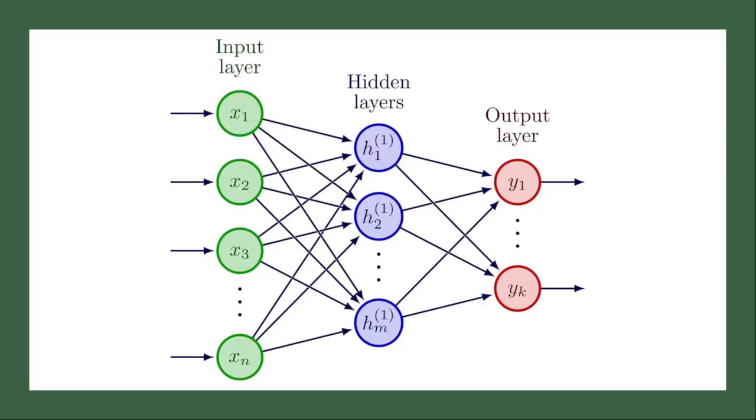Here we can see the input layer, green circles, x1, x2, all the way to xn. Think of these as the raw data points that you feed into the model. Each input can represent a feature.